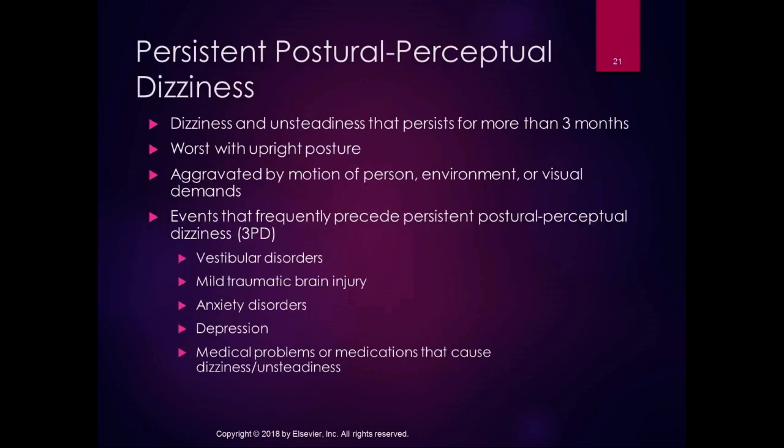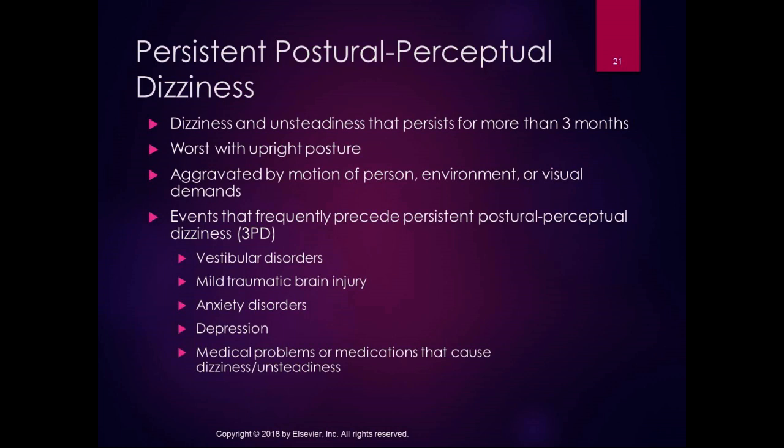So one of the central disorders is persistent postural perceptual dizziness, and the nickname for it is 3PD. So PPPD, 3PD. And it's dizziness or unsteadiness that persists for more than 3 months, and it's worst with upright posture. It's aggravated by either the motion of the person, their environment, or increased visual demands. So people that I've worked with post-concussion syndrome, if it's severe, can have this 3PD.